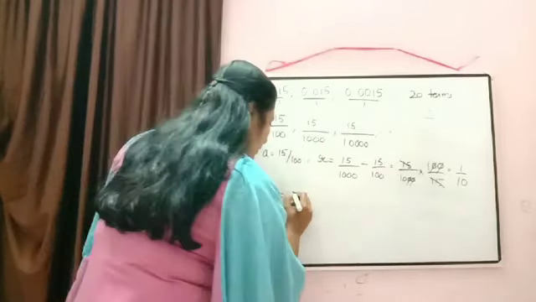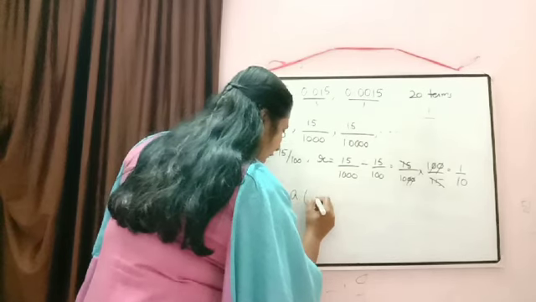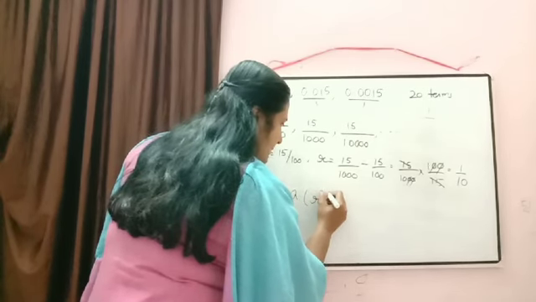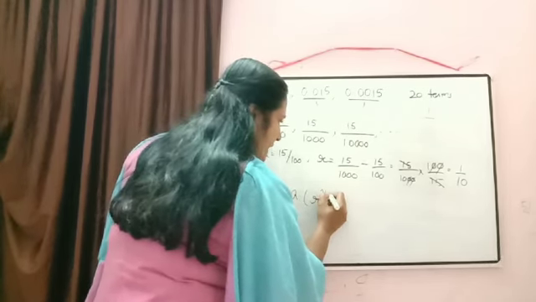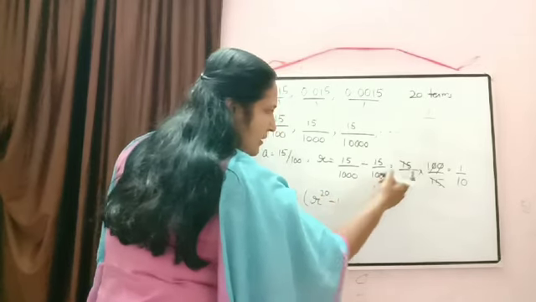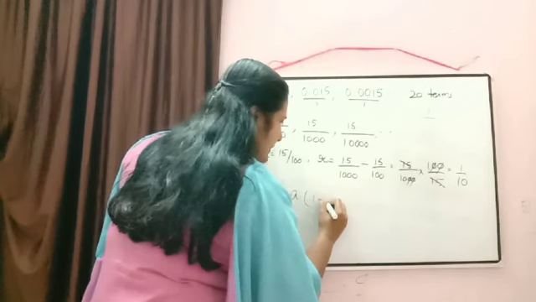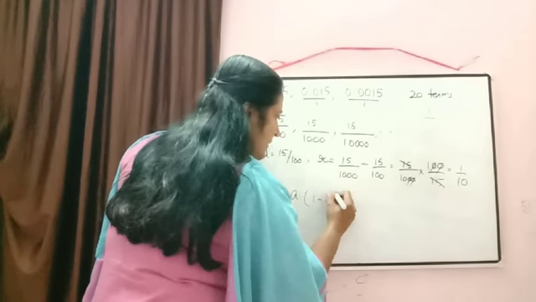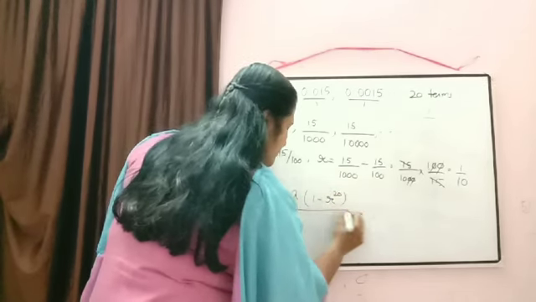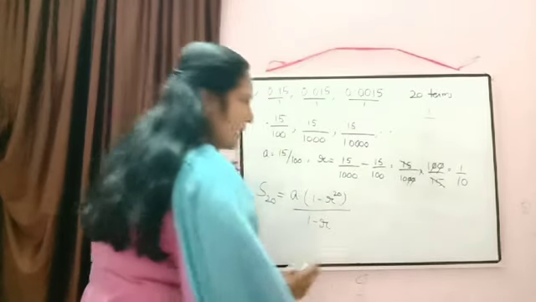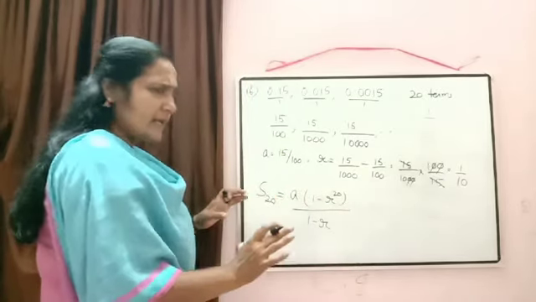So according to the formula, it is A into R raised to N, so it will be R raised to 20 minus 1. The value of R is smaller than 1, so can we use 1 minus R raised to N? So it will be equal to 1 minus R raised to 20 by 1 minus R, just to avoid the negative sign.